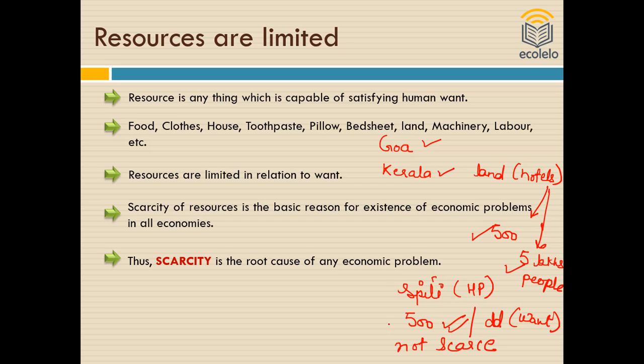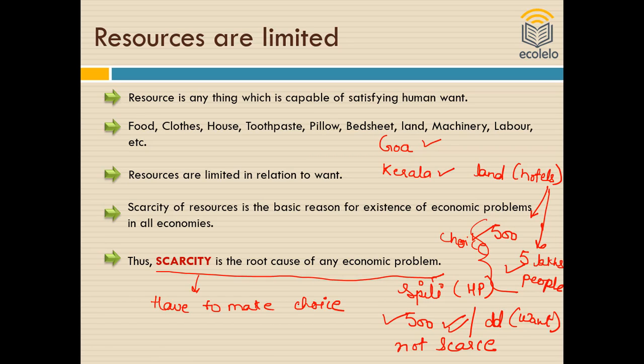Over here there is no problem of choice, because anytime you go to Spiti, you will get a room in any of the hotels, or you'll get a homestay. You don't have to worry. But in this case, you need to make a choice. So to conclude, I would say that scarcity is the root cause of any economic problem. I hope it's clear now.